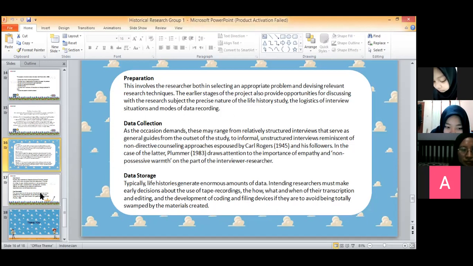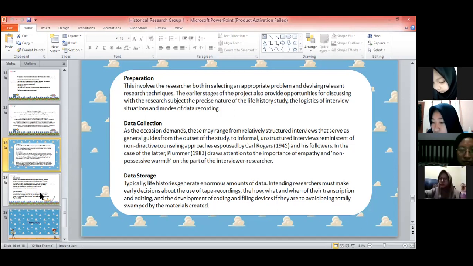And data storage. Typically, life histories generate an enormous amount of data. Researchers must make early decisions about the use of tape recording, the how, what, and when of their transcription and editing, and the development of coding and filing devices if they are to avoid being totally swamped by the material they create. Okay, the next.